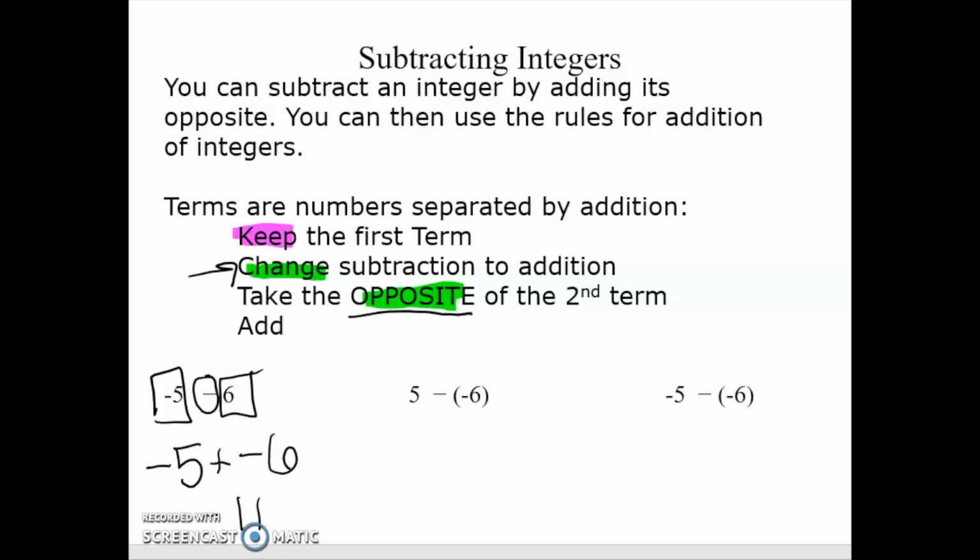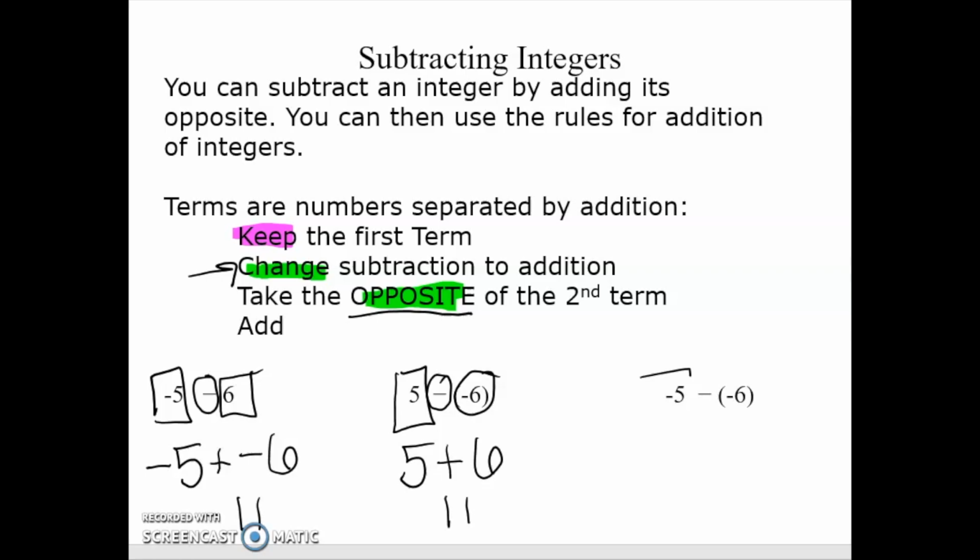Okay, let's try this strategy again. Again, I call it keep, change, change. So we would keep the positive 5. We would change subtraction to addition. We would change negative 6 to positive 6. And that would give us positive 11.